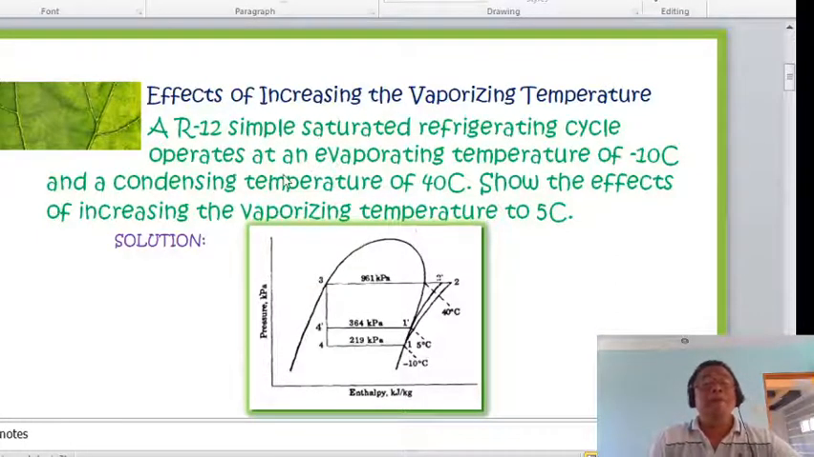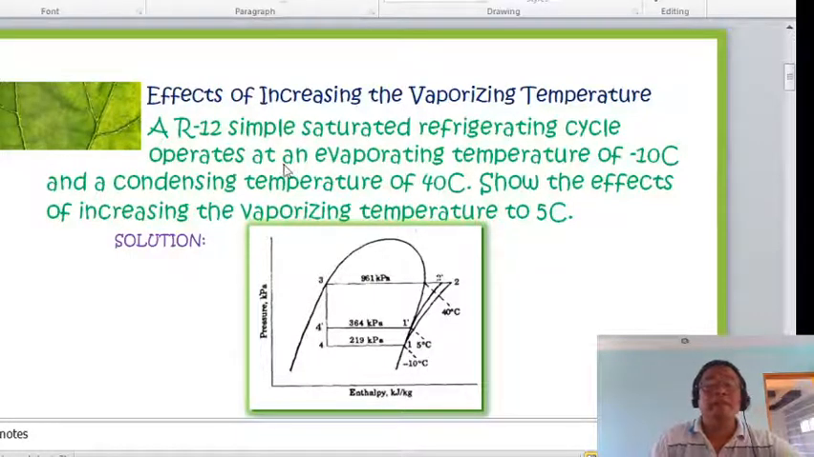An R12 simple saturated refrigerating cycle operates at an evaporating temperature of -10 and condensing temperature of 40 degrees. Show the effects of increasing the vaporizing temperature to 5. Take note, class, from -10 vaporizing temperature to 5 degrees.